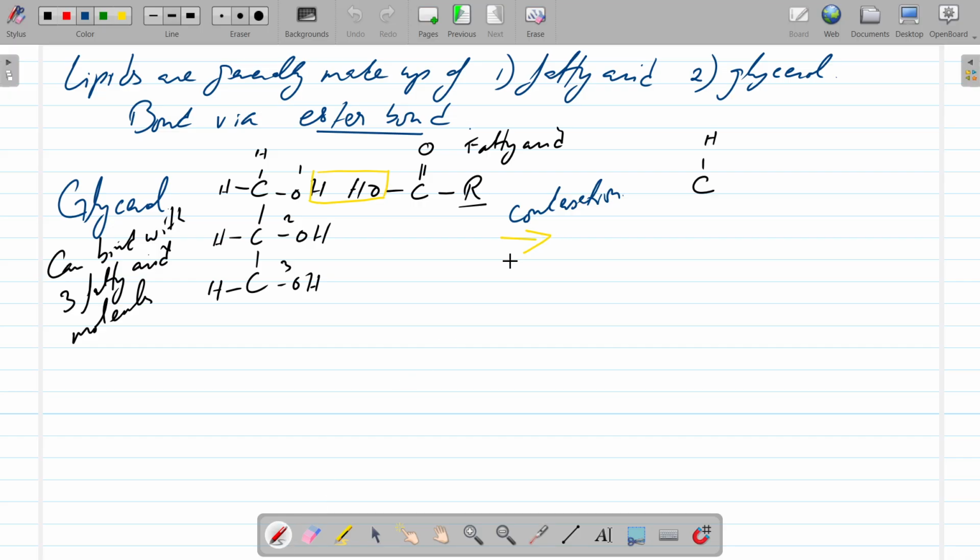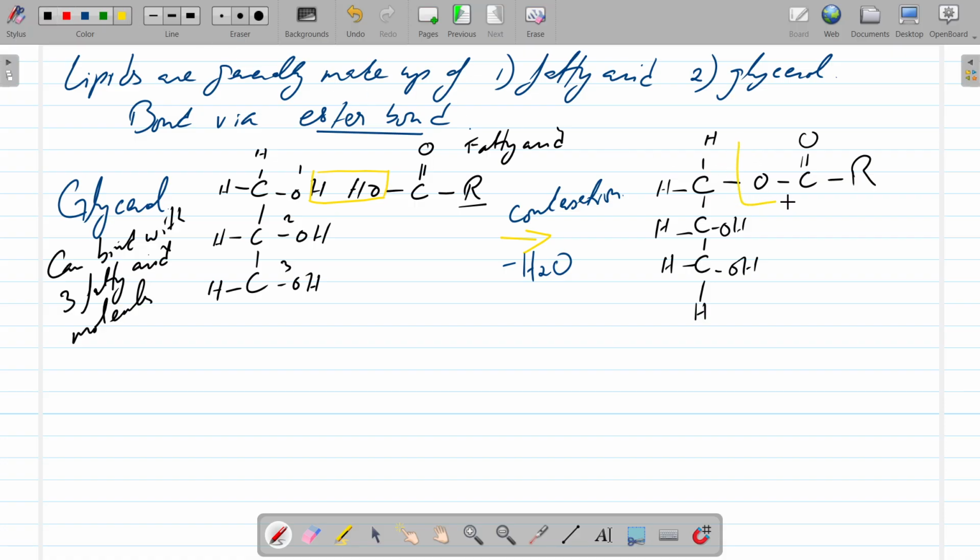Let's get the pen. And then what you end up with, what's of interest is over here. So this is the ester bond.